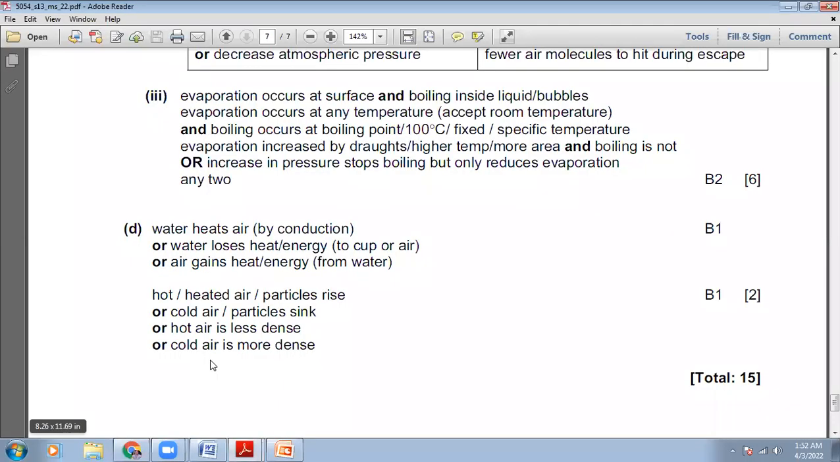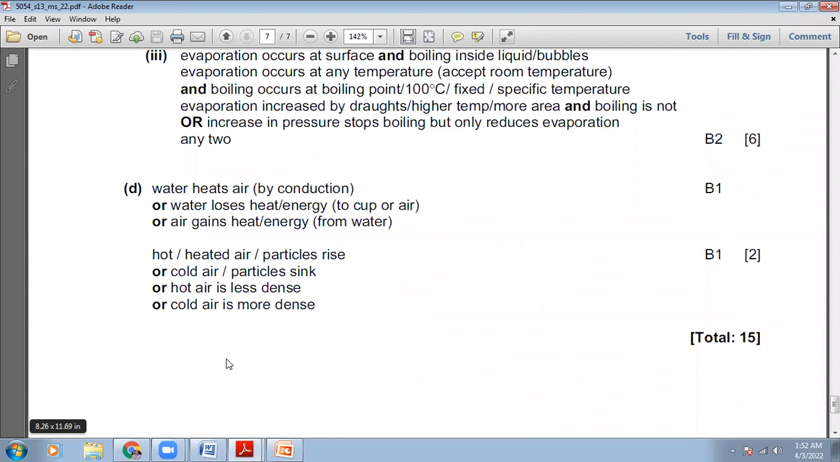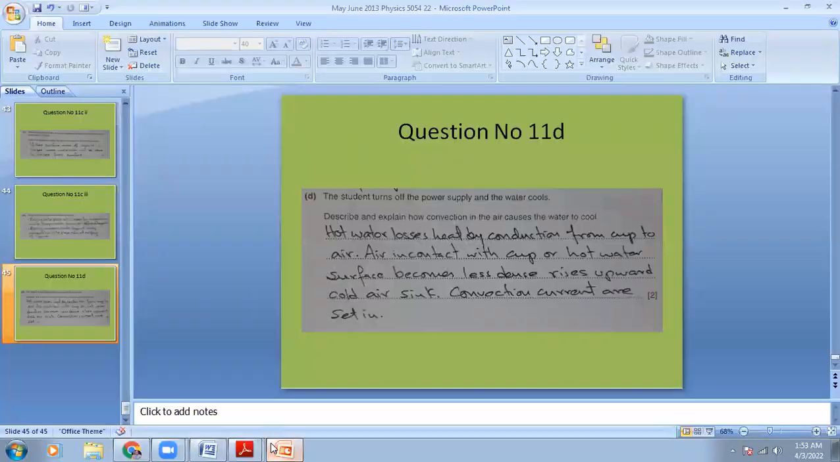Let's check from the question paper. Okay, so this is the last part. Water heats air by conduction, or water loses heat energy to cup or air, or air gains heat energy from water. Hot heated air particles rise, or cold air particles sink. Hot air is less dense, cold air is more dense. So you have to get 2 marks out of it. I think our answer is right.